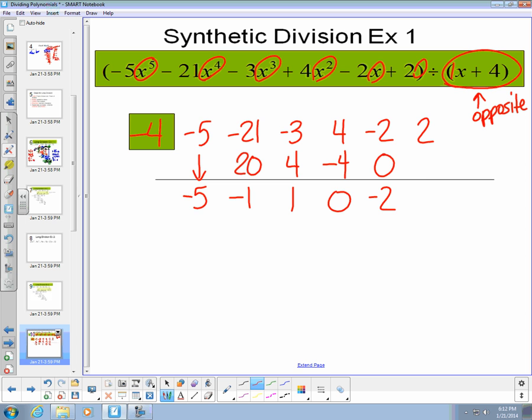Multiply, and you get positive 8. Negative 4 times negative 2. And then add. 2 plus 8 is 10. Now, that's not my final answer, but those are the coefficients that go in my answer.